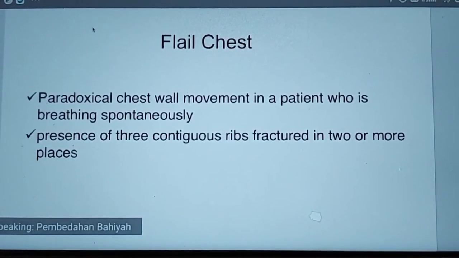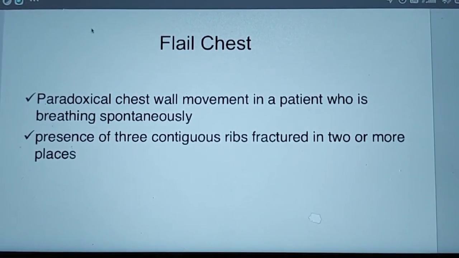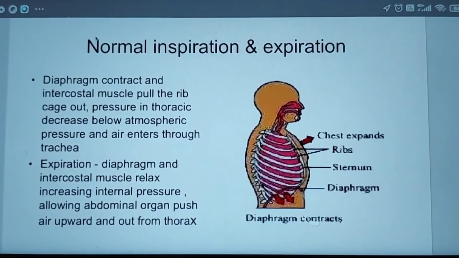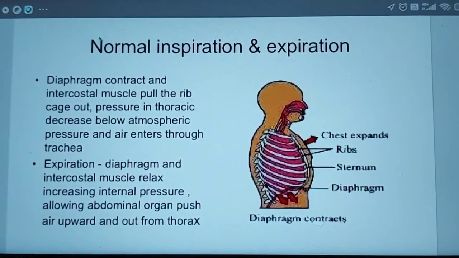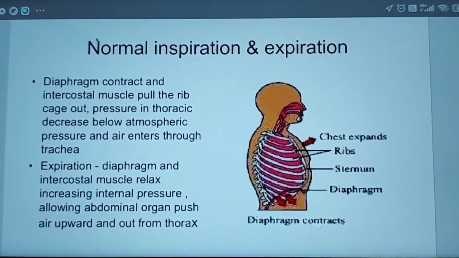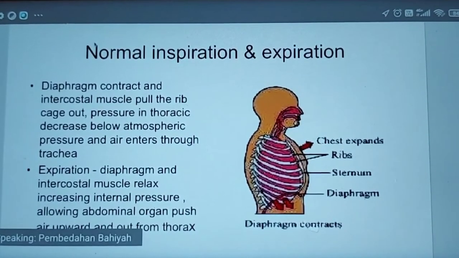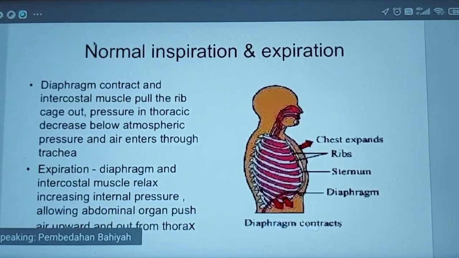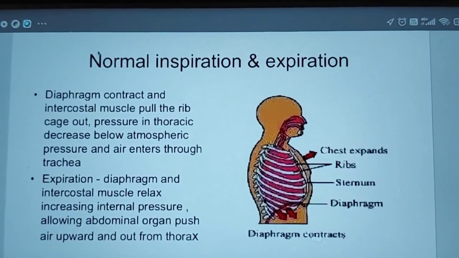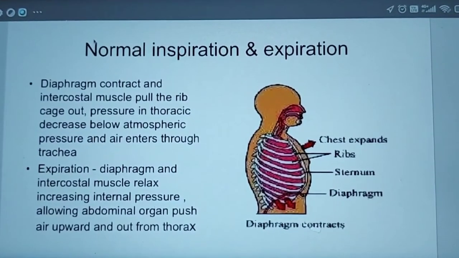Flail chest is paradoxical chest wall movement in a patient who is breathing spontaneously. Usually there are 3 contiguous rib fractures in 2 or more places. During normal inspiration, our diaphragm contracts and intercostal muscles pull the rib cage out, so the thoracic pressure decreases below atmospheric pressure and air comes in through the trachea. During expiration, the diaphragm and intercostal muscles relax, increasing the internal pressure and allowing abdominal organs to push air upward and out from the thorax.